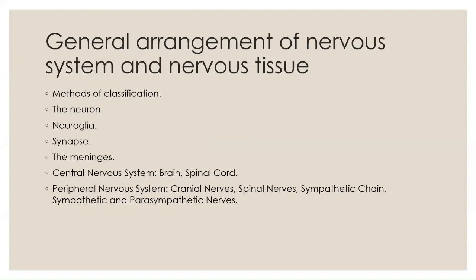When you look at the general arrangement of the nervous system and nervous tissue, we will look at the methods of classification about the neuron, the neuroglia, the synapse, the meninges, and the central nervous system and the peripheral nervous system.